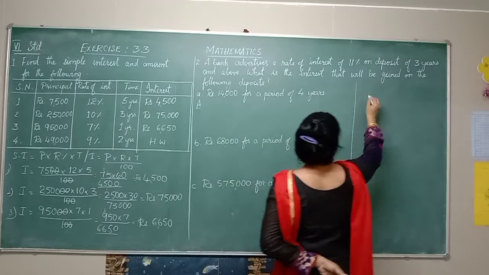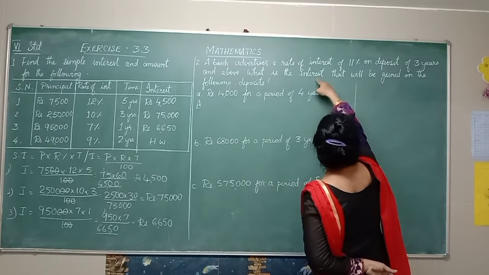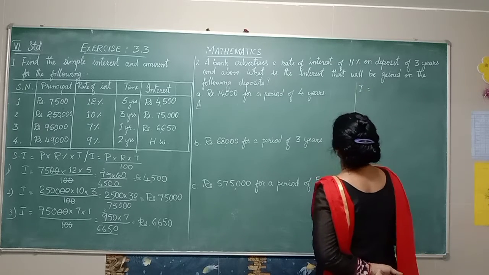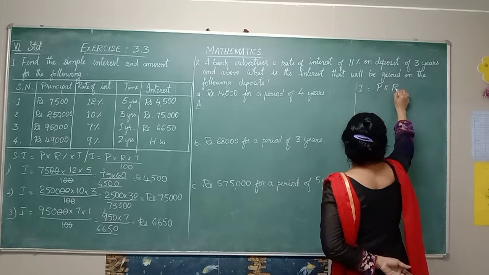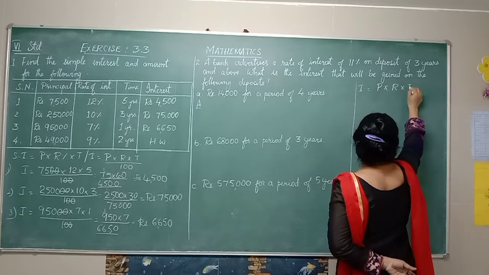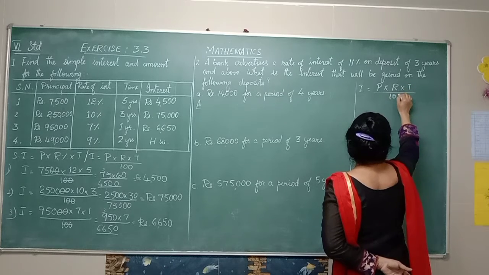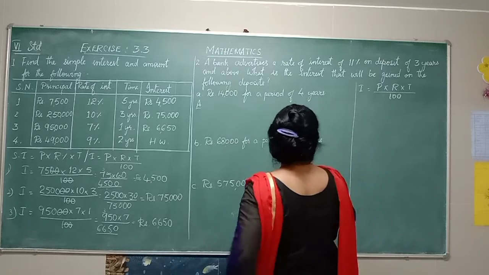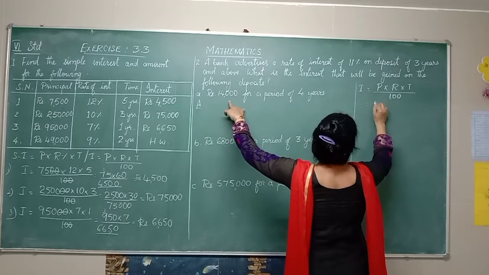Now, what is the interest? The question is, what is the interest? So you have to find the interest, which is equal to, what's the formula? Principal into rate of interest into time, divided by 100. Here I have not written rate percent, so I have to write it as 100. That is the formula. Now, principal, what is the principal? 14,000.